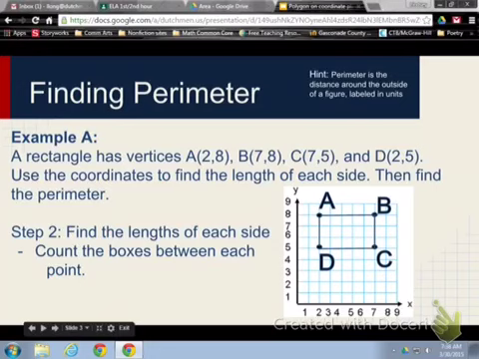Step 2 is to find the length of each side. We do this by counting the boxes in between each point. So I'm going to start with A, and I'm going to count 1, 2, 3, 4, 5. So that one's 5. And 1, 2, 3. So this side's 3. And we can continue counting, or we know that opposite sides are going to be equal. So this side is 5, and this side is 3.